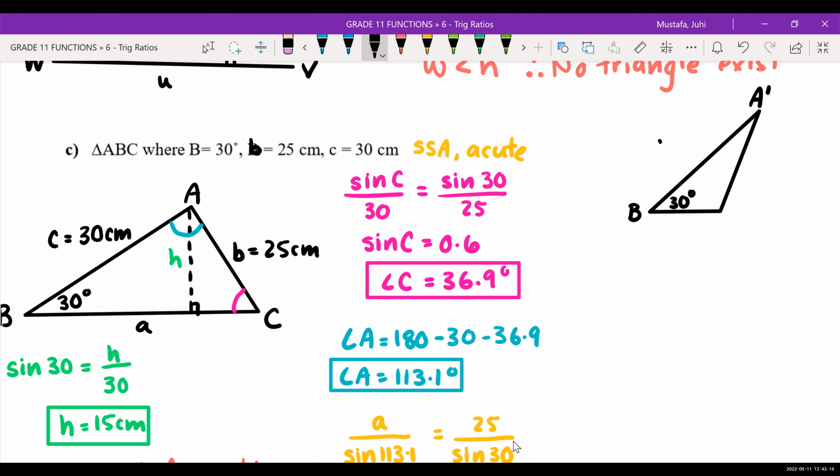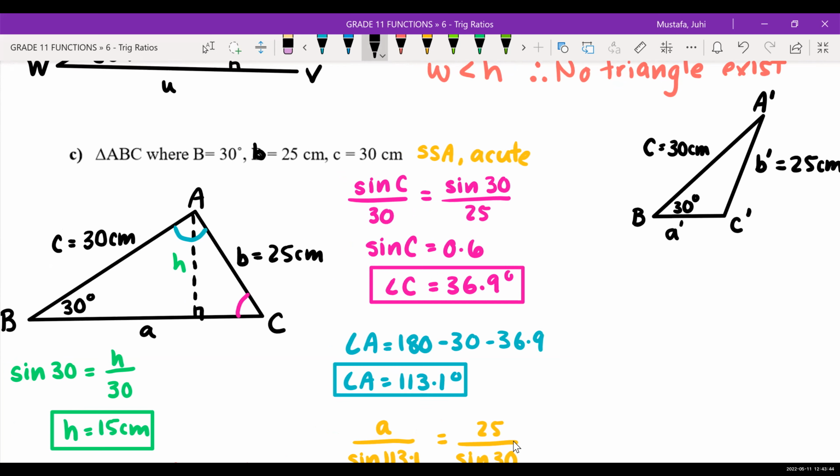Side length C doesn't change. It is still 30 centimeters. And technically, side length B is the same measurement, but because it's changed its position, I am going to call it B prime, and I'm just going to say 25 centimeters. And then this is angle C prime, and this is side length A prime. So you can see in this diagram, we're going to have to find angle A prime, angle C prime, and then side length A prime.